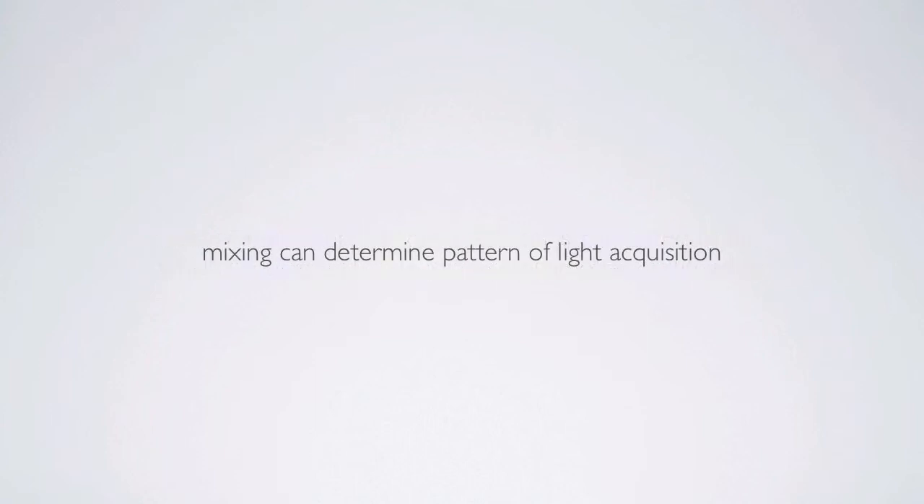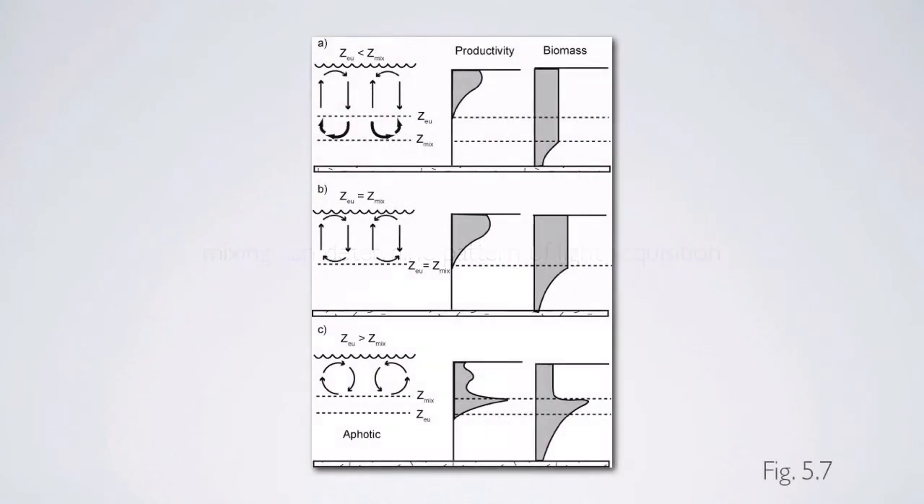Now, the authors are going to go into more detail about pelagic systems, but one important point they make is that mixing can determine the pattern of light acquisition, just like we said light acquisition can determine some of the patterns of mixing. This is figure 5.7, which you can take more time to look at in the book. Essentially, they show the depth of your euphotic zone and the depth at which mixing occurs. When your euphotic zone is relatively shallow, here's the pattern of productivity.